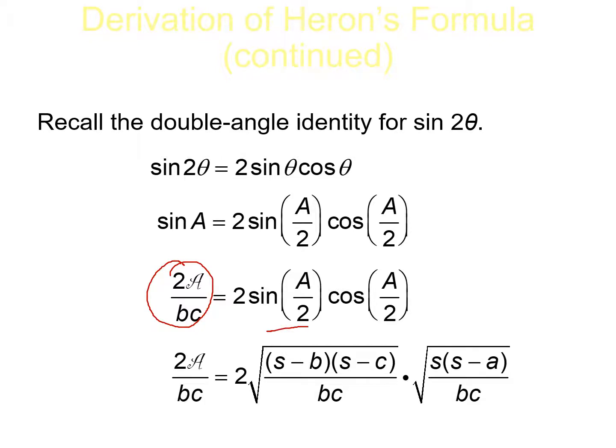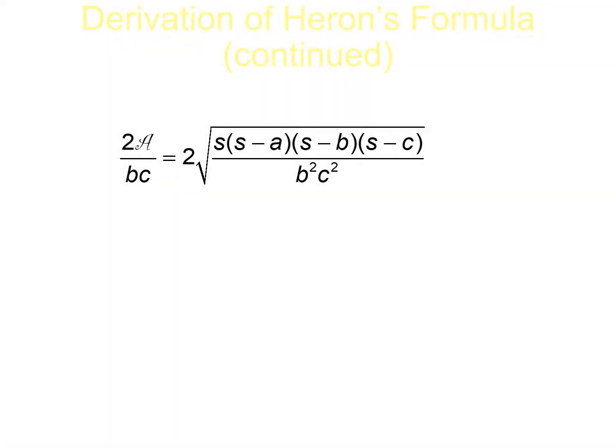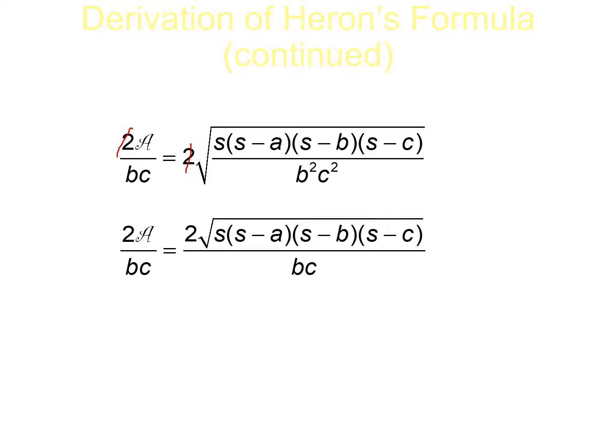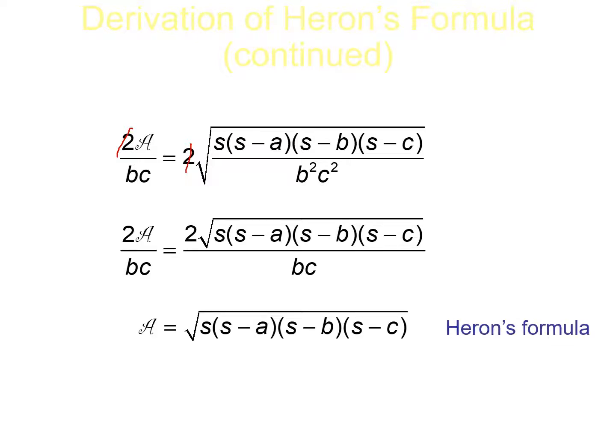Substituting in what I had for sine of A over 2 and cosine A over 2, combining everything underneath one radical, you see, I'm going to be able to do a little simplifying here. We're just going to take the positive because we're dealing with positive distances at this point. So the square root of b squared c squared is just bc. So now we see the 2's and the bc's cancel, and we're left with the area is equal to the square root of s times s minus a times s minus b times s minus c. The good news is I want you to know Heron's formula, but not necessarily have to derive it.